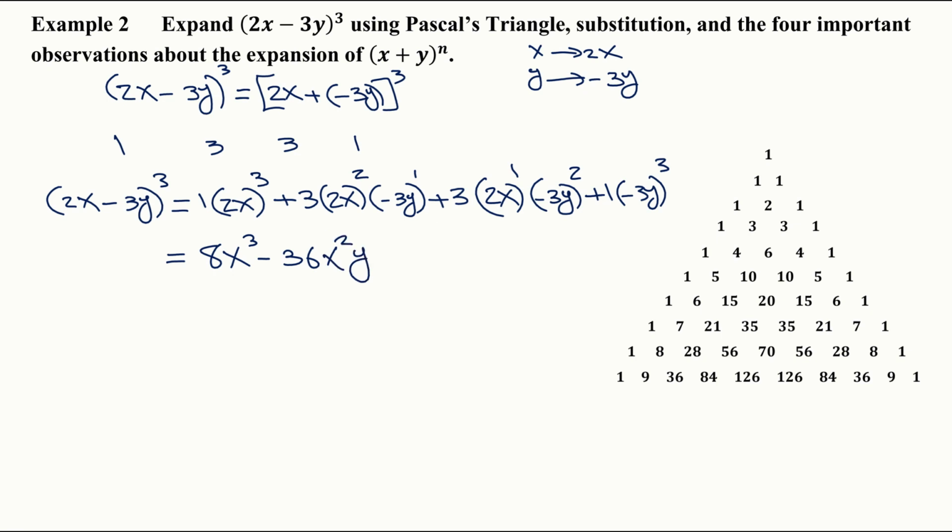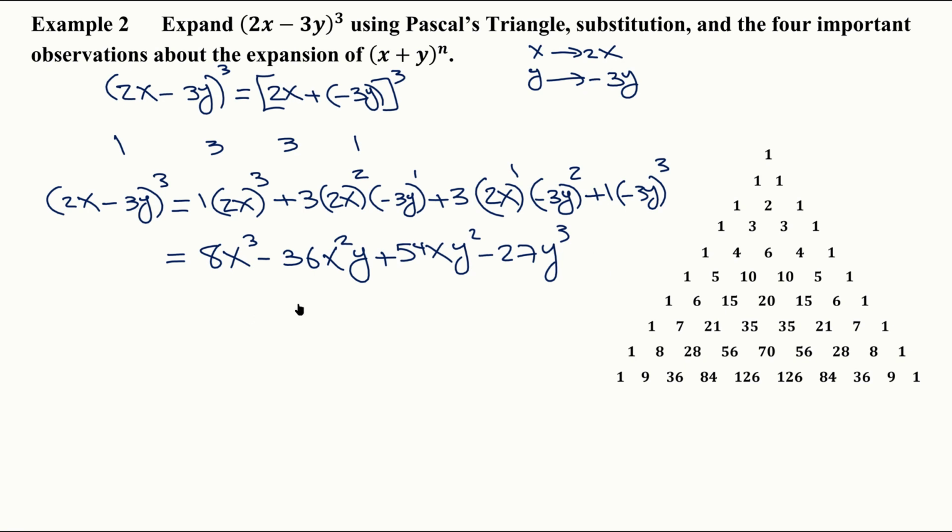Okay, for the next term we have the square of -3, which is 9 times 3 is 27 times 2 is 54. And because that was being squared, it's just going to become positive. So plus 54x y squared. And then this last one, the cube of -3 is -27. So minus 27 y cubed.